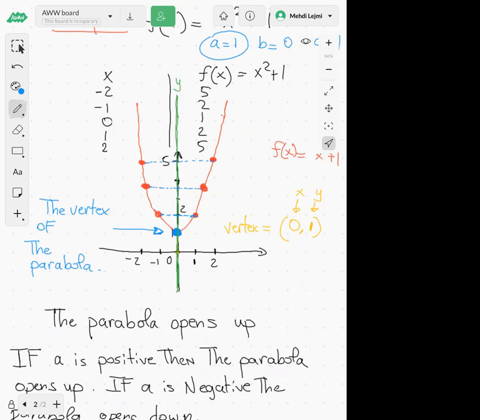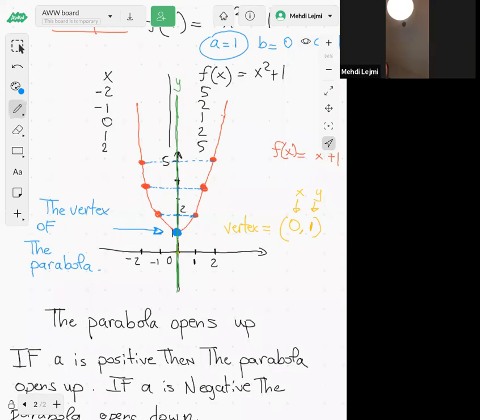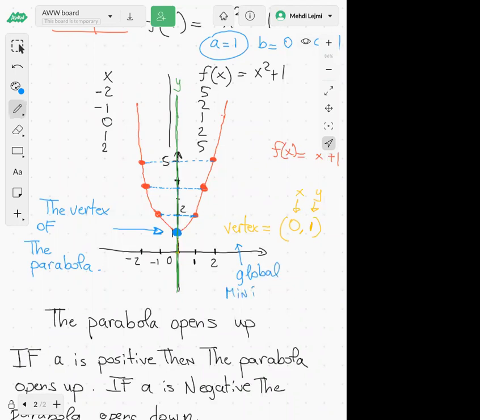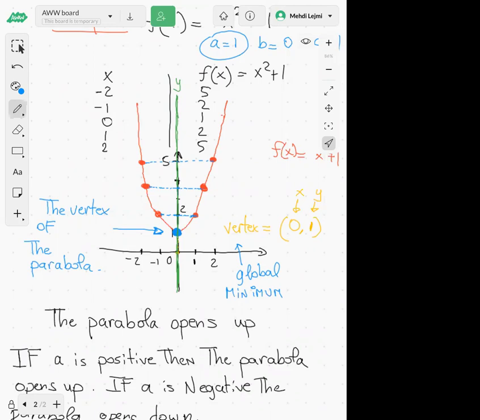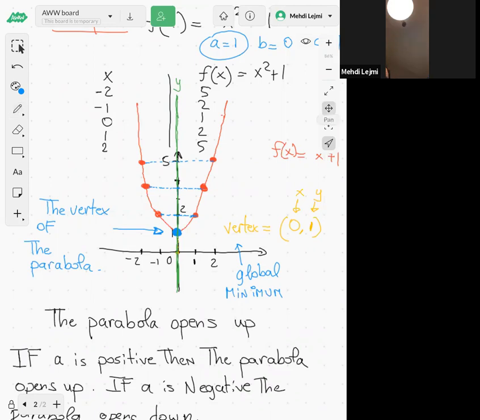Someone just said that the local minimum will be called the vertex in this case. It's actually a global minimum. It's a global minimum when the parabola opens up, but in the next example, when the parabola opens down, you're going to have a global maximum, right? Exactly. So now let me give you an example, guys, where the parabola opens down.